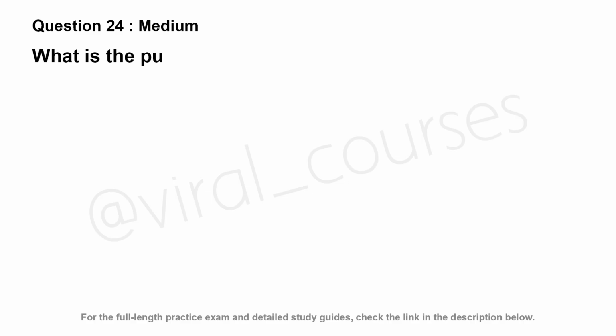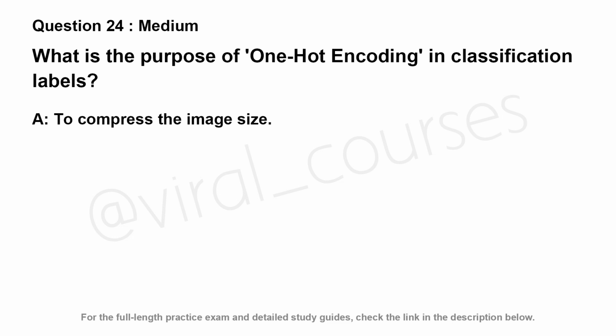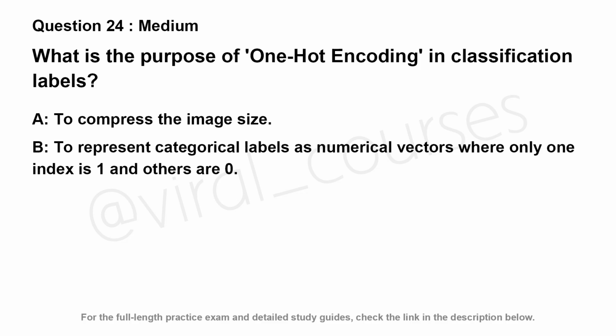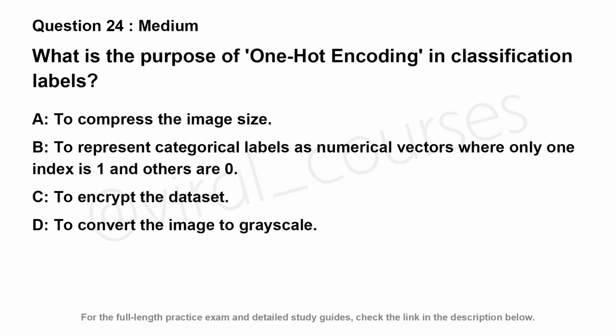What is the purpose of one-hot encoding in classification labels? Option A. To compress the image size. Option B. To represent categorical labels as numerical vectors where only one index is 1 and others are 0. Option C. To encrypt the dataset. Option D. To convert the image to grayscale.